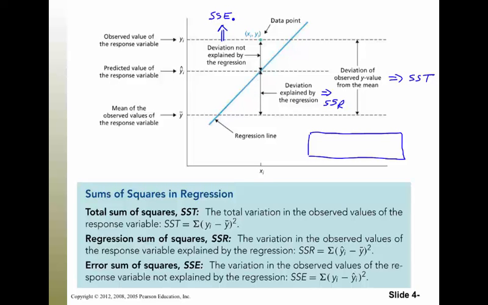She's saying the sum of SSE plus SSR equals SST. Ninos likes that. Do you see that? That's right. Because it's this plus this is going to equal this. Or SST equals SSR plus SSE.